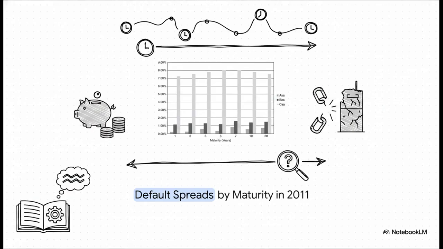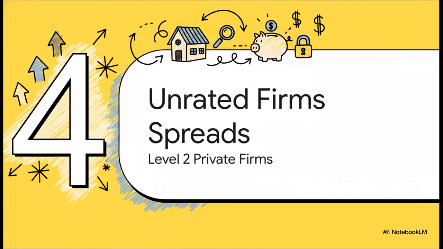Because it reminds us that while rules of thumb are great, we always have to look at the current market data. The market's perception of long-term versus short-term risk can occasionally just flatten out entirely. Now we're leveling up to Section 4, Spreads for Unrated Firms. Level 2, the Private Firm Hack.